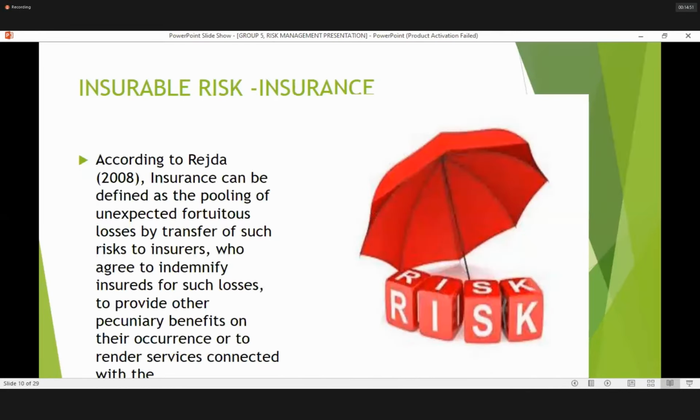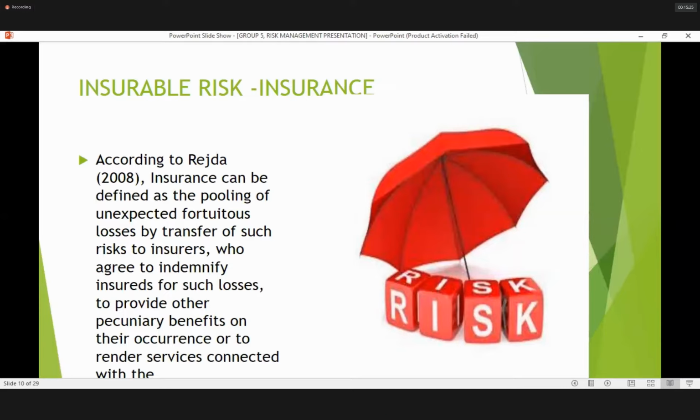And according to Regia 2008, he said insurance can be defined as a pooling of unexpected fortuitous losses by transfer of such risks to insurers who agree to indemnify insured for such losses and to provide pecuniary benefits on their occurrence or to render services connected. So we give this picture, and the umbrella there is serving as the insurance company.